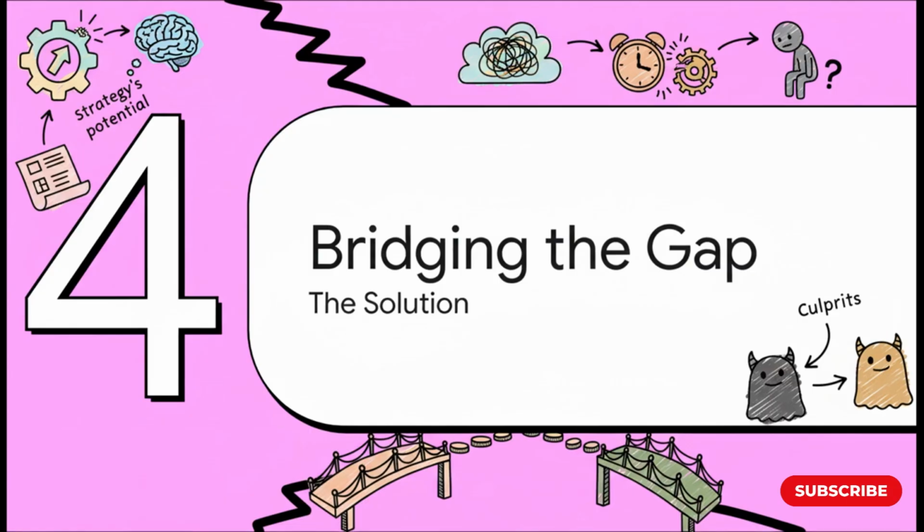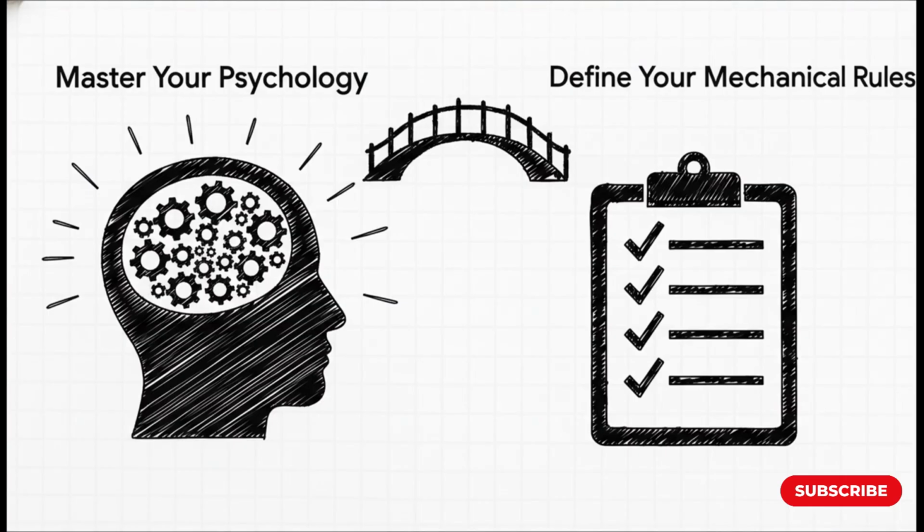Okay, so we've put a name to the problem, and we've identified the two main culprits. So the big question is, how do we actually fix this? How do we build that bridge and finally close the gap between potential and reality? Well, the good news is the solution is all about tackling those two things head on. Really, it's a two-pronged attack. It's an inside job and an outside job.